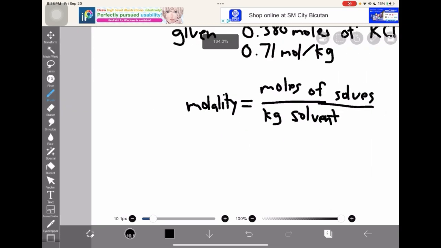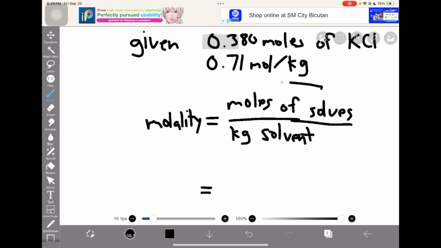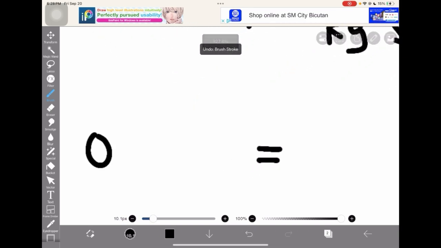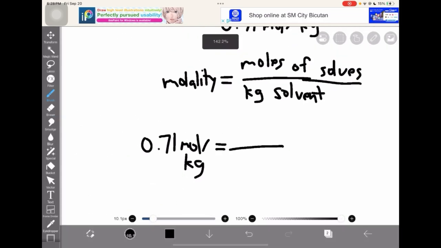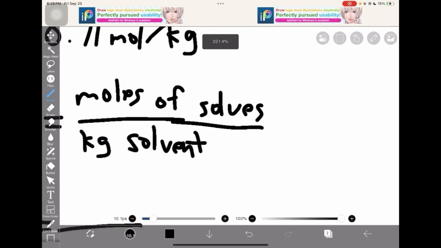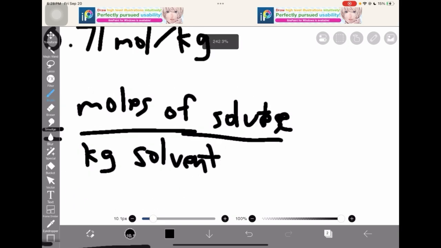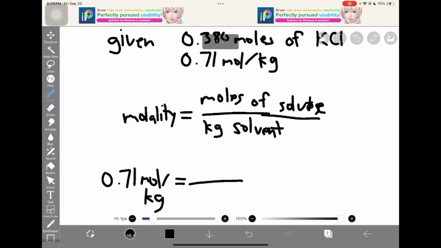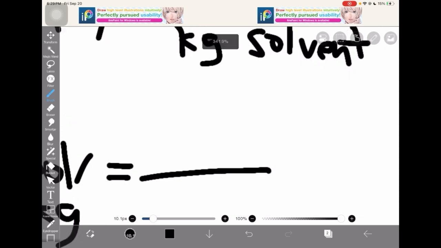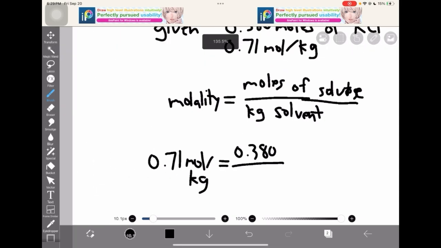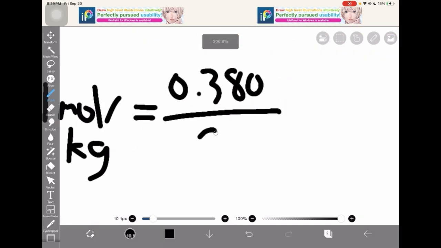Okay, let's visualize this, okay? So do we have our molality? Yes, we do. So it's 0.71. Now let's question ourselves. Do we have the moles of solute? We have the amount of moles of solute there. So we can just put 0.380 here. What we don't have is the kilogram of solvent of water. So we don't know what this one is, and we can replace it with X.